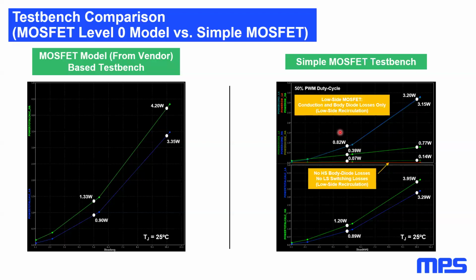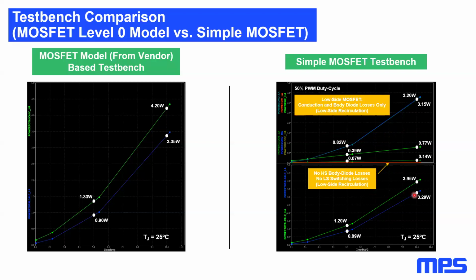We can also observe how at currents above 5 amps, the conduction losses become predominant and grow with a quadratic law, while switching losses grow linearly. Also, the conduction losses are almost equally shared between high side and low side FETs because of the 50% duty cycle.